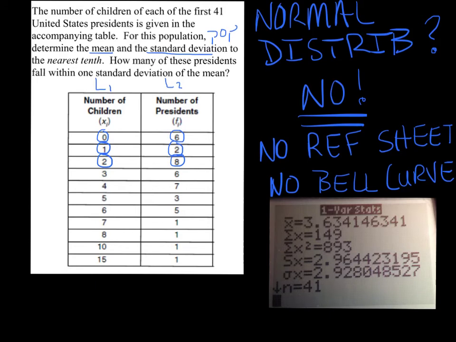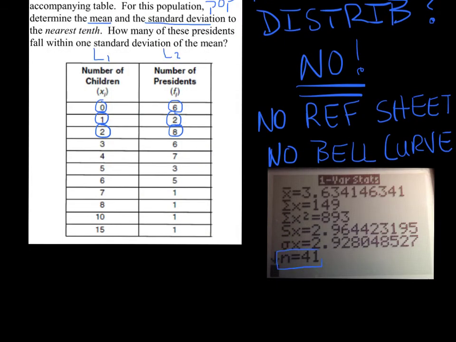Alright, on my calculator, here's what I ended up with. Now don't forget, once you do your one variable stats, make sure the calculator looks in L1 and L2. Don't leave your L2 blank. How do you know whether you did it right or not? I want you to look at your n value here at the bottom of the screen. If you see an n equals 41, you know you did it correctly.